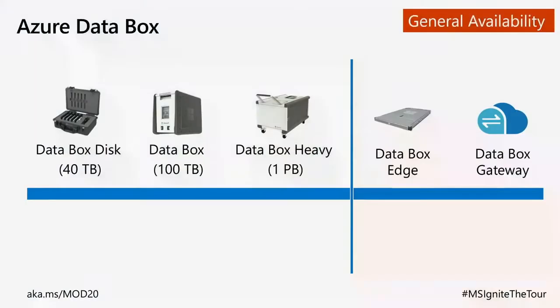I want also to mention an innovative solution if you want to migrate, for example, huge amounts of data, or if the internet is very slow, or if you just don't trust the internet for the transport. You can actually order those physical data boxes. And as you see, we have different capacities. The heavy one is actually pretty heavy, right?